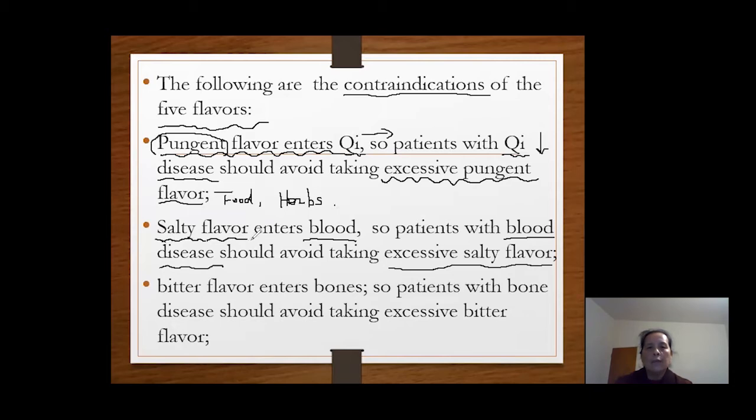So the yin part of flavor goes to the yin part of the body's functions, like blood belongs to yin, qi belongs to yang. So compared with pungent going to qi, salty especially goes to the blood. Too much will damage the blood. So don't use excessive salty flavor when people have blood disorder.